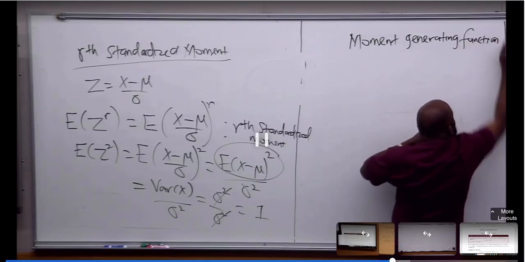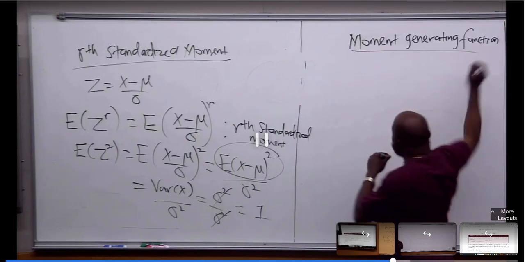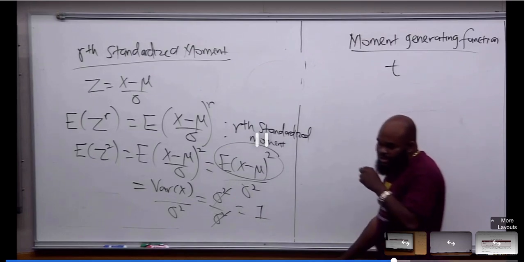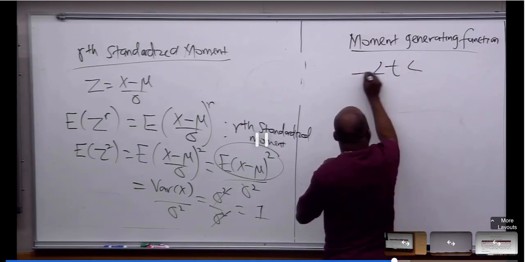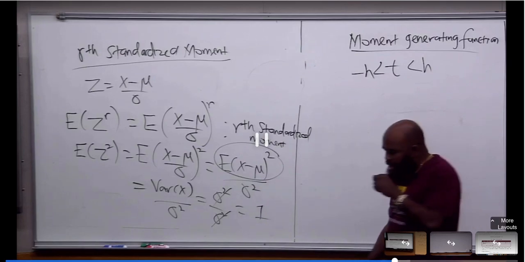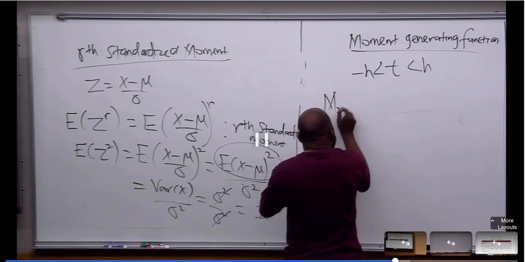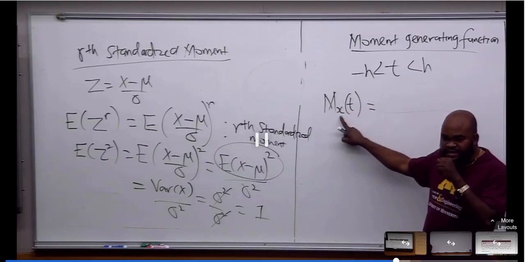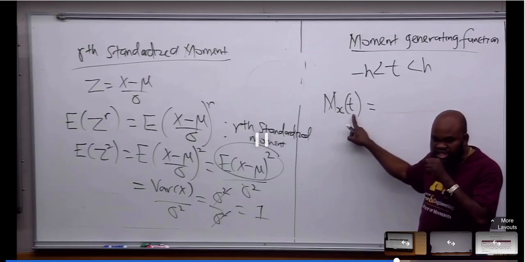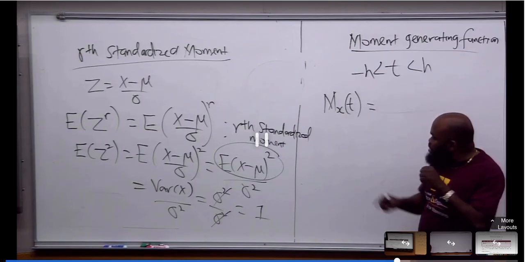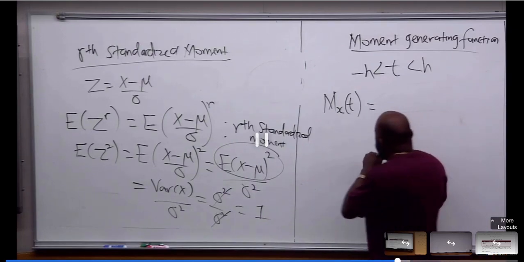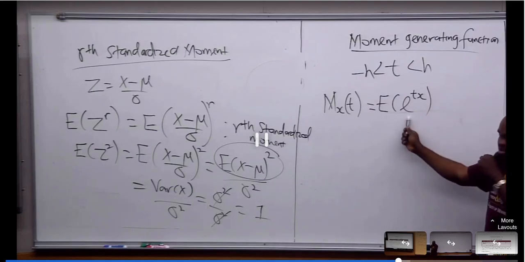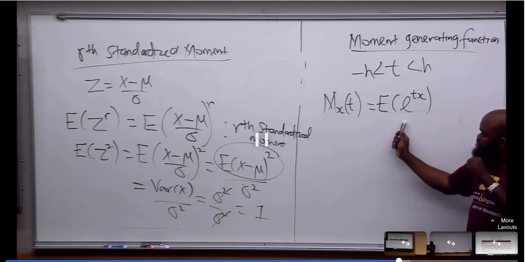In this method, I want to generate a moment with respect to t. I believe t lies between negative h and h. Mathematically speaking, I have a random variable X, and I want to generate the moment with respect to t, where t lies between negative h and h. This is defined as the exponential raised to the power tX. This is the definition of a moment generating function. It is the expected value of e raised to the power tX.